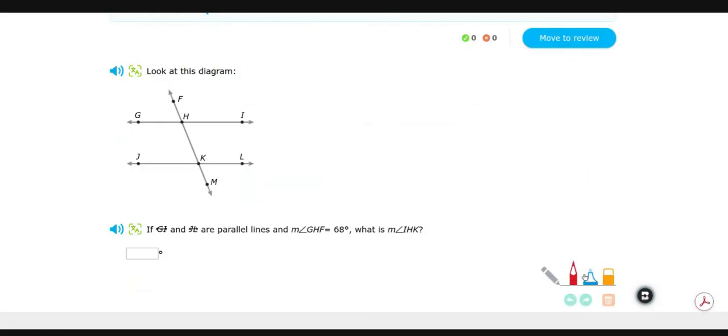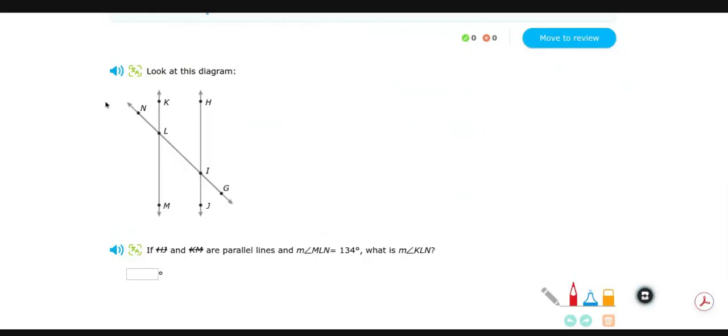We're now looking at parallel lines that are horizontal. So they're telling us exactly what we expect. GI and JL are parallel lines. They give you information about angle GHF at 68 degrees, and they want to know about IHK, another set of vertical angles. So we're going to say that that's 68 degrees.